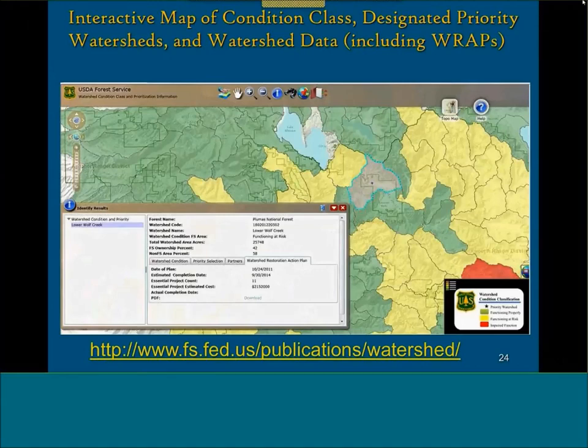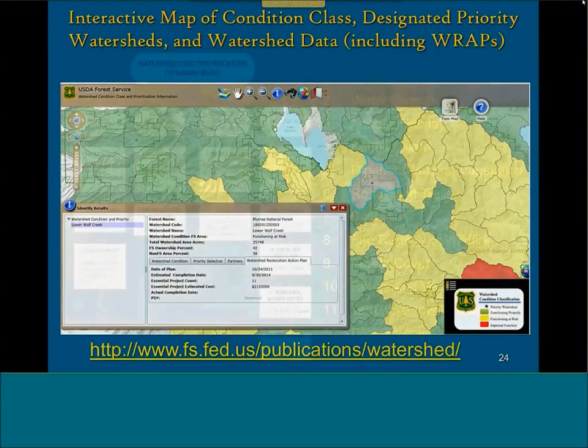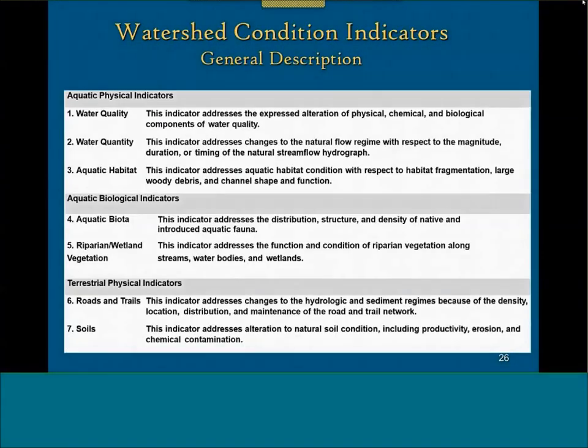So going back to the indicators and taking a look at the top 7, I just wanted to give everyone an idea of what these indicators say, or a general description. Water quality is pretty straightforward. It expresses the alteration of physical, chemical, and biological components of the water quality. I won't read all of these to you, but I wanted to give everyone a sense of the very high level, general questions that they're asking. And for water quality, I'm going to go a little deeper.